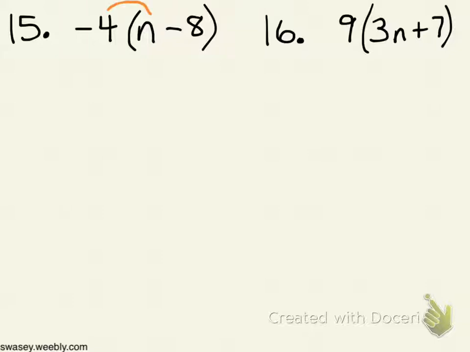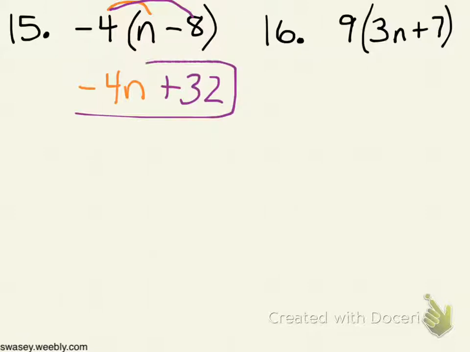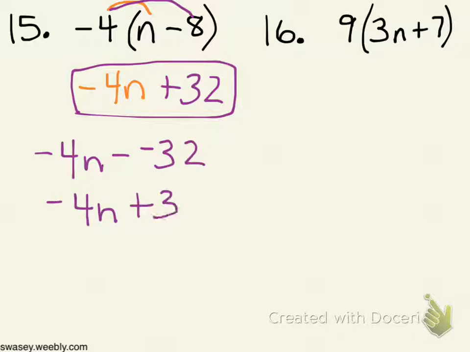We're multiplying negative 4 times n, negative 4n. And then negative 4 times, you could think of that as negative 8, is positive 32. If you don't do it that way, you would write negative 4n minus a negative 32 to begin with, but then we'd clean that up for our final answer. So whichever way makes more sense to you is fine.